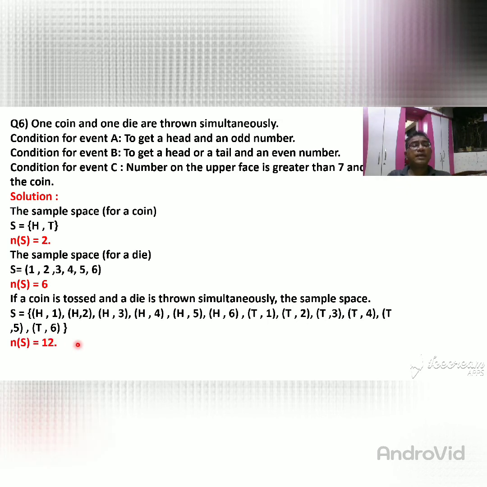So the number of S is equal to how many? 12. Do you understand how I wrote it? Because here there are 6 numbers. Those 6 numbers first make pairs with head, so this is 6. Then those 6 numbers make pairs with tail, so this is 6. 6 plus 6 is 12. So the sample space is 12.